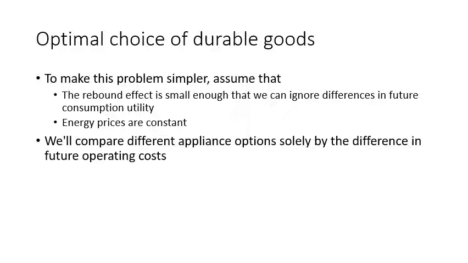Optimal choice of durable goods. To make this problem simpler, assume that the rebound effect is small enough that we can ignore differences in future consumption utility. Energy prices are also constant. That's an assumption we're going to make. We'll compare different appliance options solely by the difference in future operating costs.